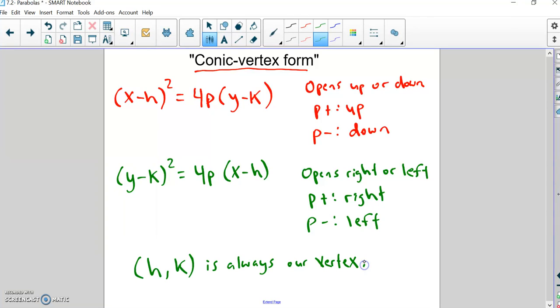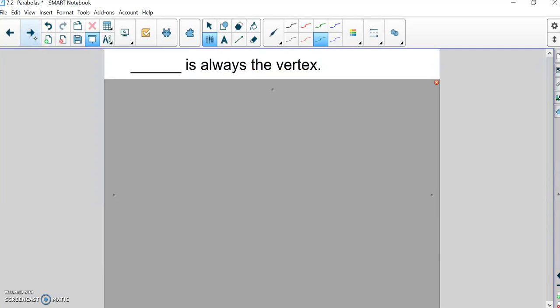So when we get to graphing these in a little bit, whenever we are looking at our equation in conic vertex form, we will always go to (h, k) first, and that tells us our vertex. And then remember, p helps us determine which direction it opens. If it's an x squared and p is positive, it opens up. If it's negative, it opens down. If it's a y squared and p is positive, it opens to the right, and if it is negative, it will open to the left. Now, I just told you this: (h, k) is always our vertex.